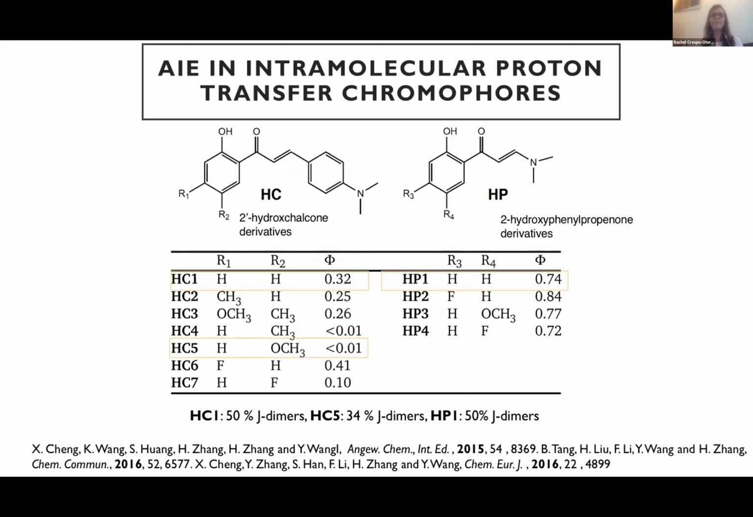We took a look at two hydroxy chalcone derivatives and also some similar compounds that are derivatives of hydroxyphenylpropanone, which are very similar to hydroxychalcones, but they don't have one of the phenyl groups. Why the interest in these systems? These systems have found applications in organic lasers.